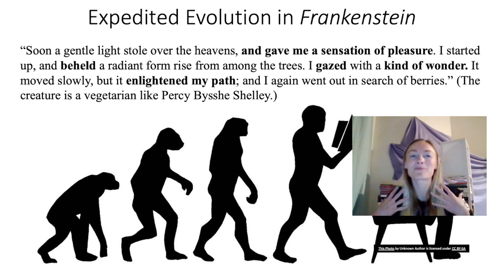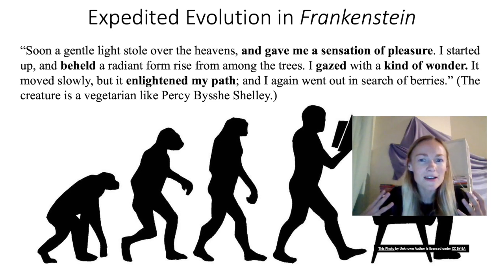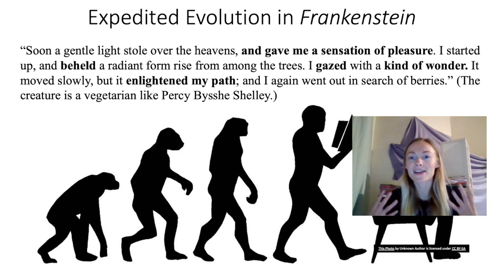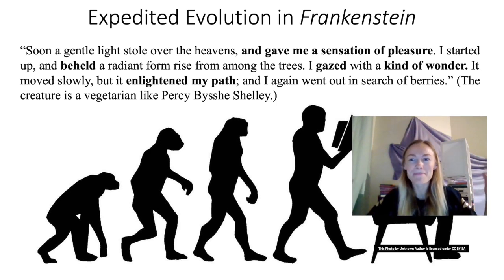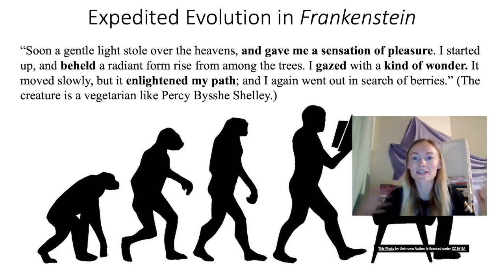So again, feeling. "I started up and beheld a radiant form rise from among the trees. I gazed with a kind of wonder," so that sense of awe that we get from nature. "It moved slowly, but it enlightened my path." So again, this increased knowledge from experience. And then he goes on and looks for berries. So the creature is actually a vegetarian, as was Percy Bysshe Shelley, actually, which is pretty cool.